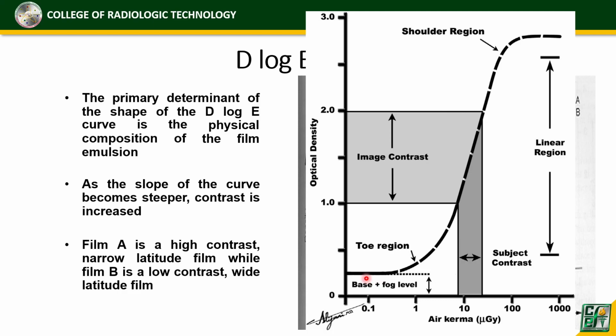Itanda niyo pa yung base plus fog level. Okay, so basically ito yung sensitometric curve. Okay? So yung contrast, magiging visible lang siya if doon sa optical density na range na ito. Okay? Say from 1 to 2 optical density. Okay? Pag lumampas, visible pa rin siya pero hindi na siya of image quality.